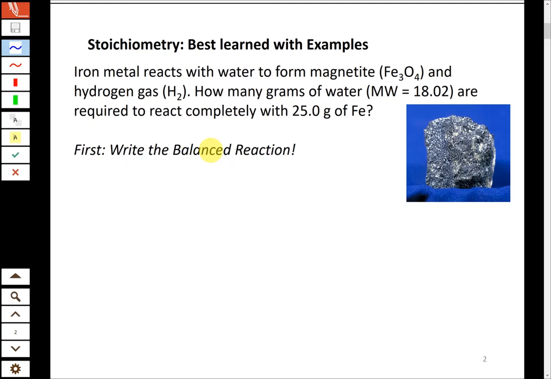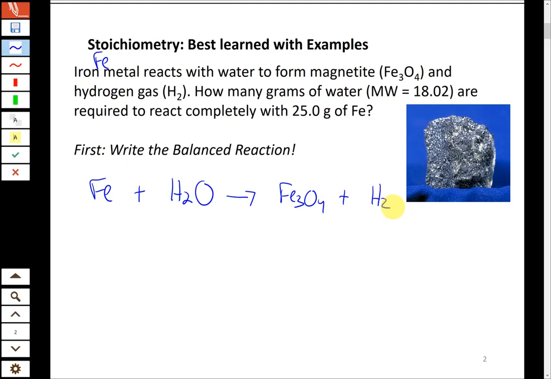So here we have iron metal, which is just the element Fe, reacting with water. I hope you all know what the formula for water is at this point. So Fe plus H2O is going to be our reactants. So that's what's reacting, and then whatever you form is on the product side, so that's going to be Fe3O4, and hydrogen gas, which we're telling you here is H2. All right, so those are the reactants and products, 2 reactants, 2 products.